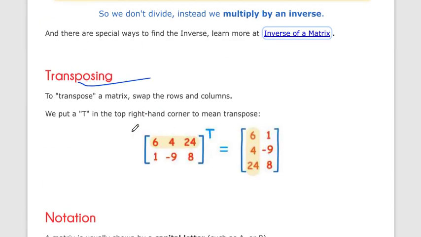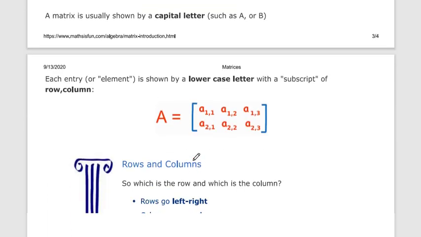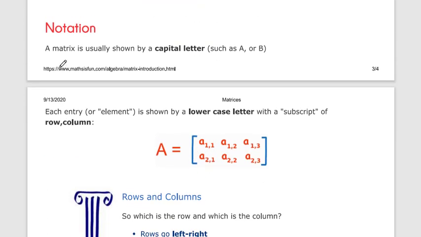transpose: transfer rows into columns or columns into rows. Also the notation is like this: first we have to write the row number and then the column number. Okay, this is first row, first column; this is first row and second column, so A12. So like this, first we write the row and then the column.